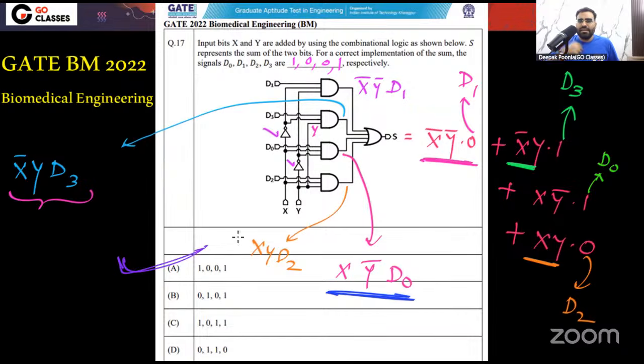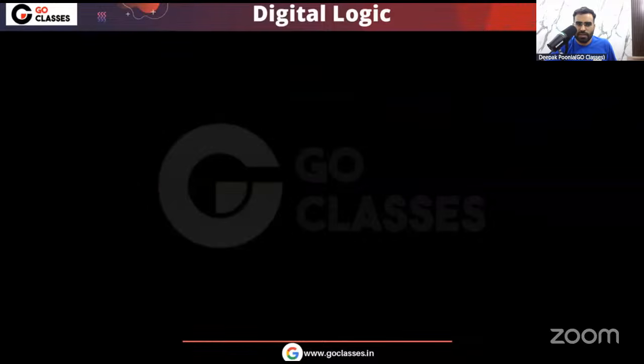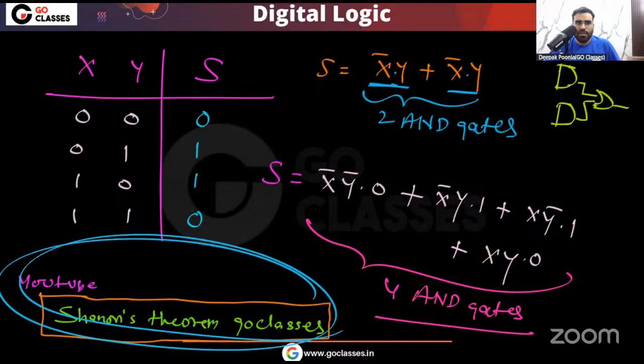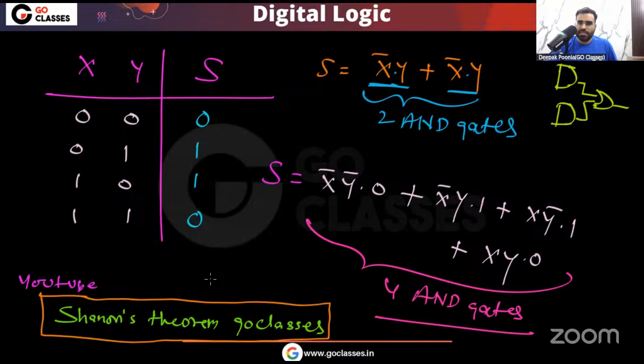Now you might be thinking, we don't have to do it like this, right? There is another way. If you did not understand this, I hope you do, because this is a really beautiful idea. Here we are basically applying Shannon's expansion theorem, which we have covered in our Go Classes lectures. You can just watch it. But I hope you understood this method. If you did not, I recommend that you watch the Shannon's theorem lecture. Once you watch it, I guarantee that you will understand this method that we have seen.